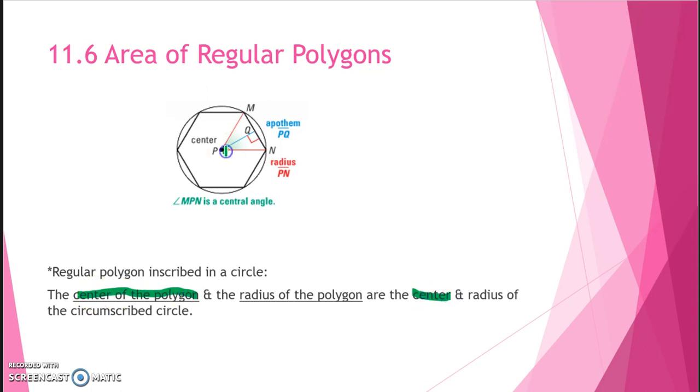So that's why the center is called the center, and the radius is called the radius. It's the center and the radius of the polygon, and the whole reason that they are called that is just because of the fact that it is inscribed inside of a circle.